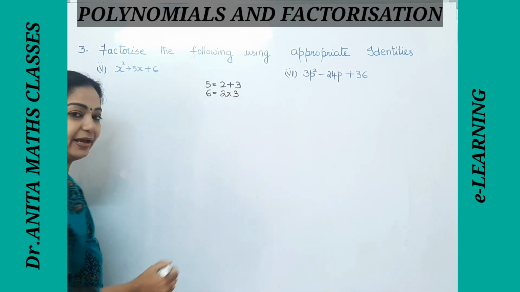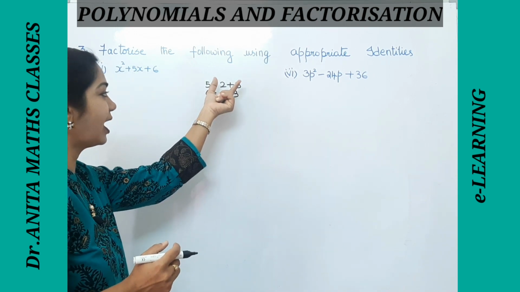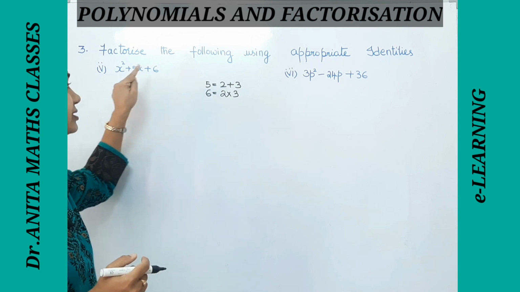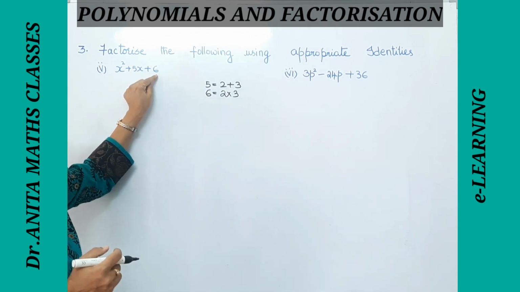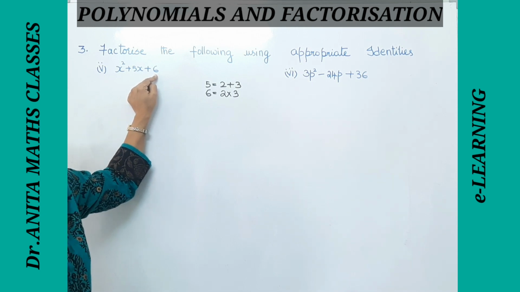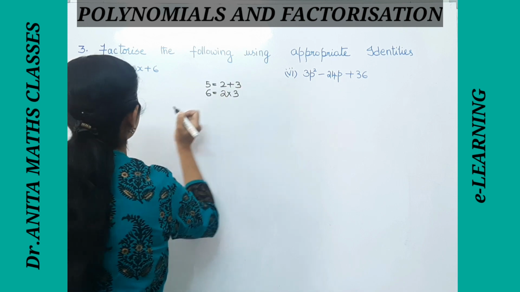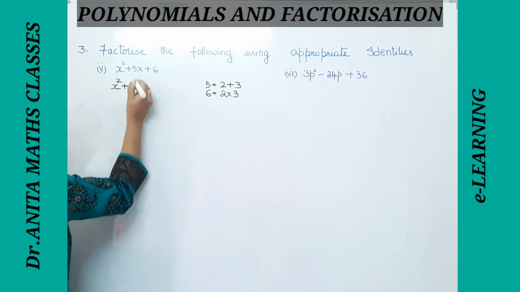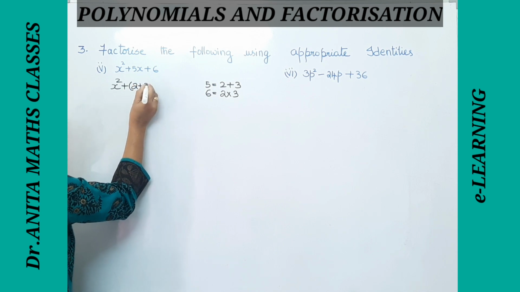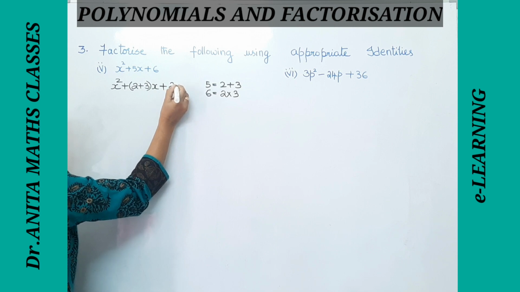Okay. So, likewise, we have to choose such numbers such that if you add them, you get 5, that is the middle one. And if you do the product, you get the extreme one. Likewise, you have to choose such factors. Right. Here, I can write this equation like this. I'll write 5 as 2 plus 3 into x and 6 as 2 into 3.